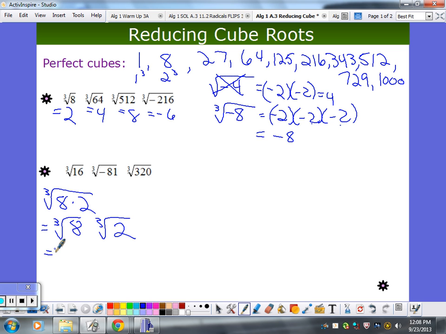what's the cube root of 8? 2, right? The second one on my list. Cube root 8 times the square root... cube root 2. Done. Do we see how it's really the same process?